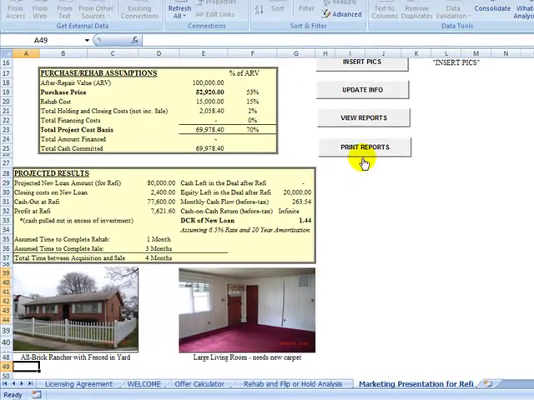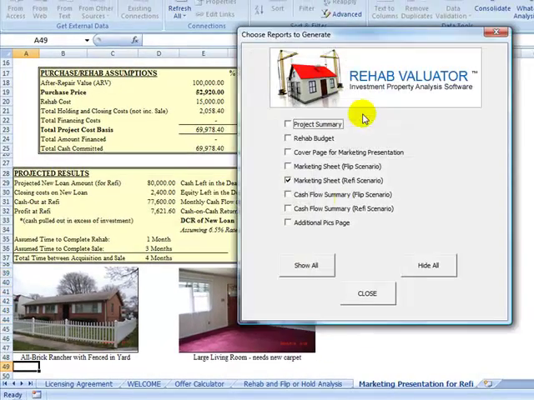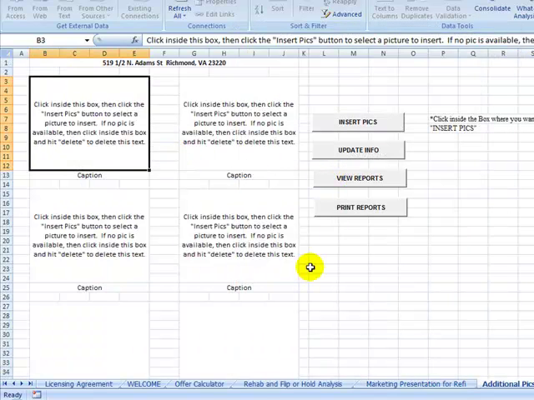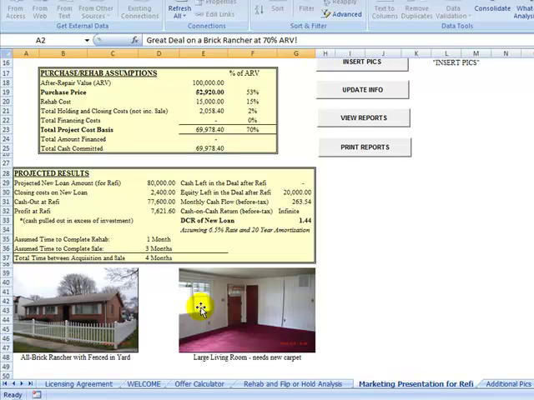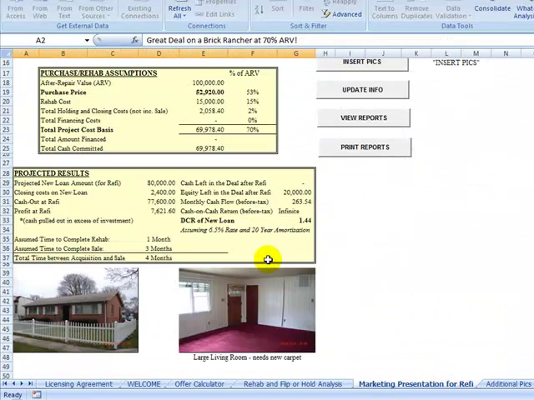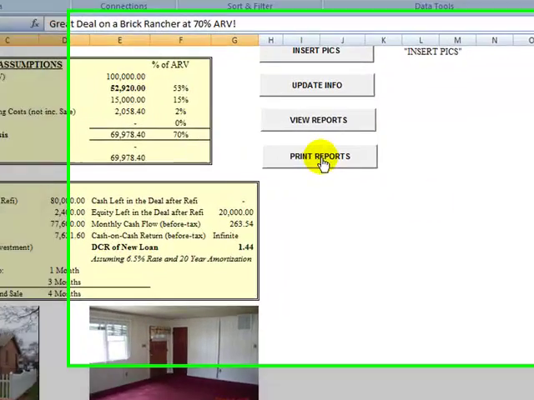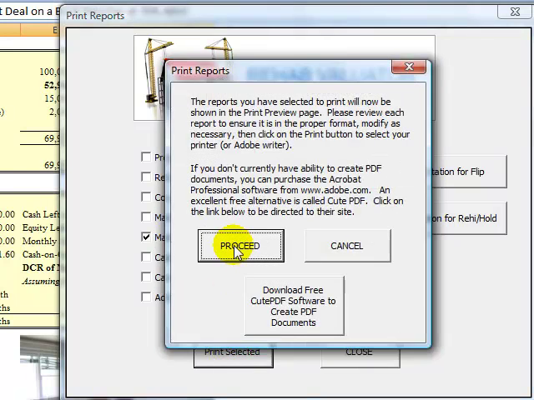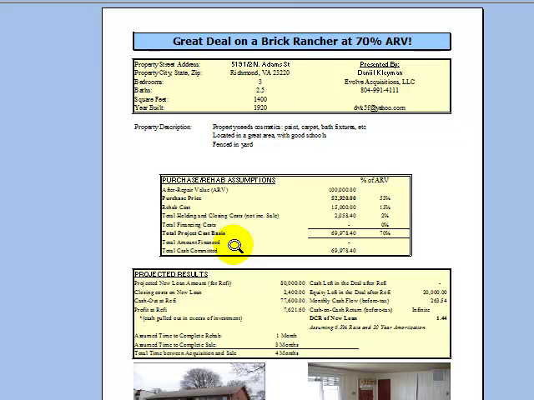And actually, if you want, you can go View Reports, click Additional Pics, and on this page you can enter 8 more pictures. So you can have a 1-page or 2-page presentation, or there's actually a way to have a 4-page presentation, but that's for another case study. So, from here, all you do is click Print Reports, select Marketing Sheet Refi Scenario, and hit Print Selected. And voila, you've got a 1-page marketing presentation.